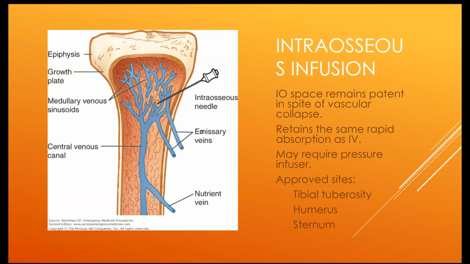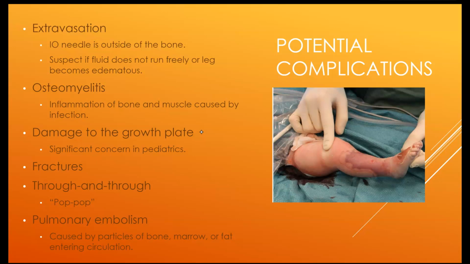This is why IOs work. So you're putting a needle directly into the bone marrow, and the bone marrow has a lot of vasculature, right? Because that's where baby blood cells are made. So it needs a way to do that. You might need to give an infuser. We pretty much stick here in the city with a tibial tuberosity. The humerus is also appropriate, but personally I don't like the humerus because I think it's just too much flopping around. It's a little easier to secure a leg, but that's just me.